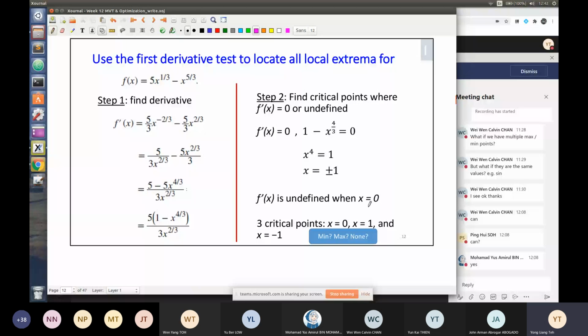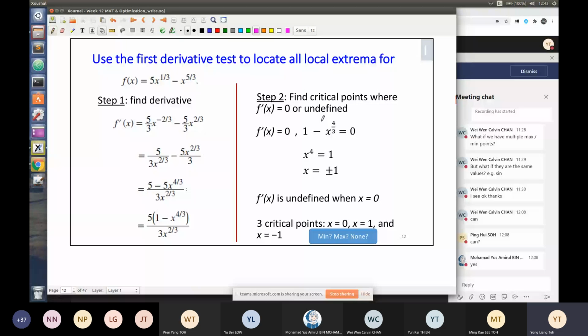Okay, x equals 0 is actually a critical point. Subsequently, you set this f prime equal to 0. So you multiply by the denominator throughout, and you get only the numerator equal to 0. Of course, you get 5 times this expression equal to 0. Then you divide by 5 throughout, right? You still get this expression.